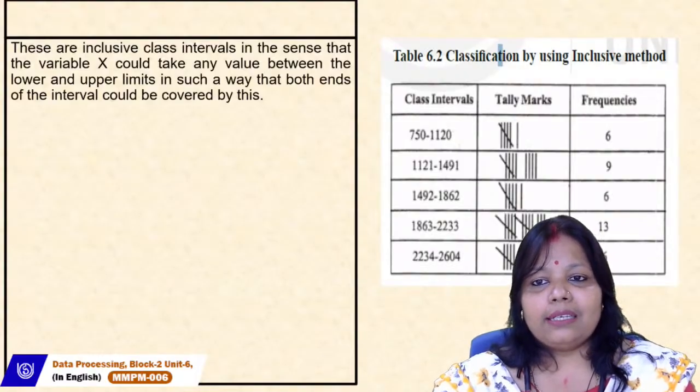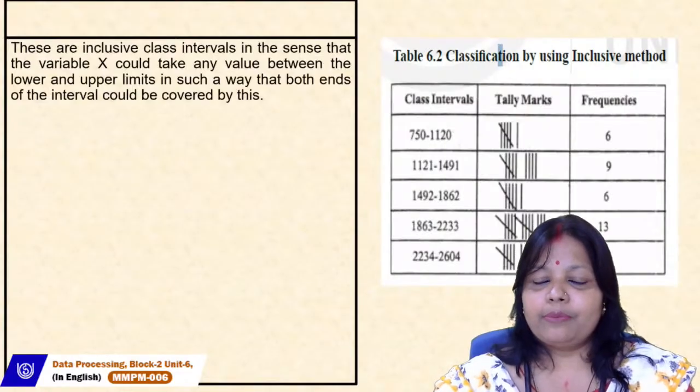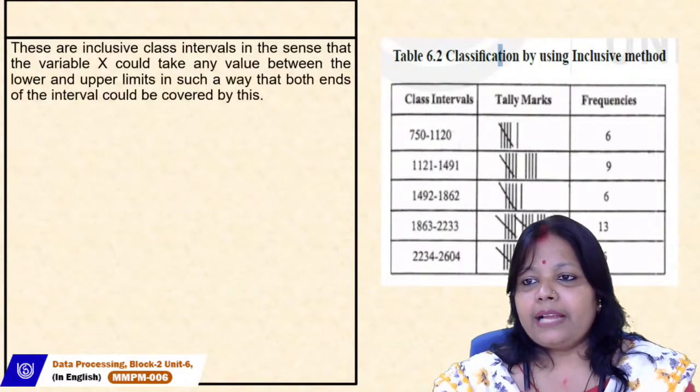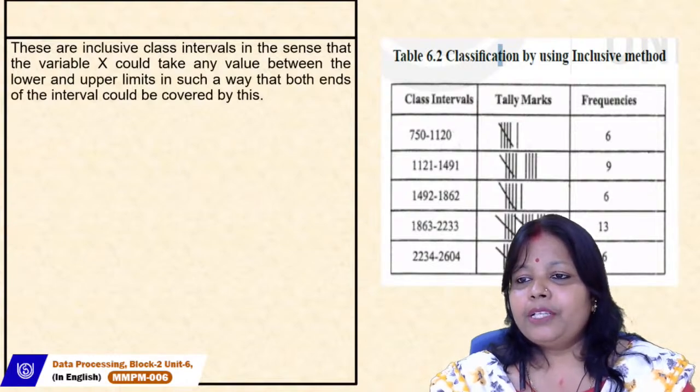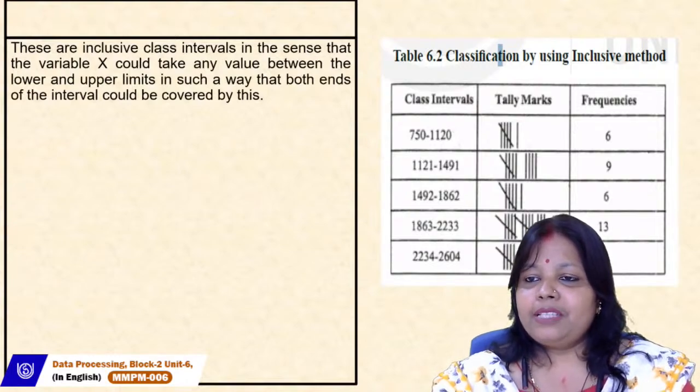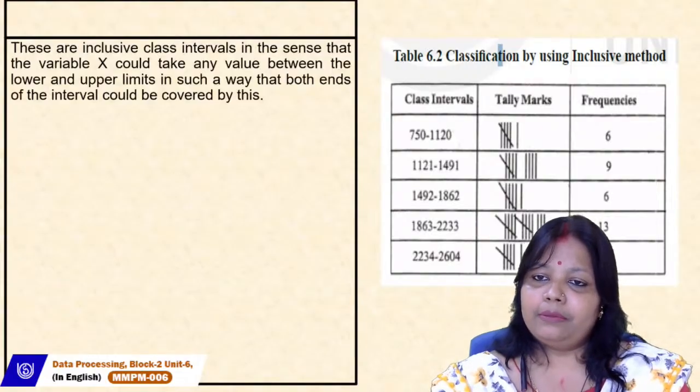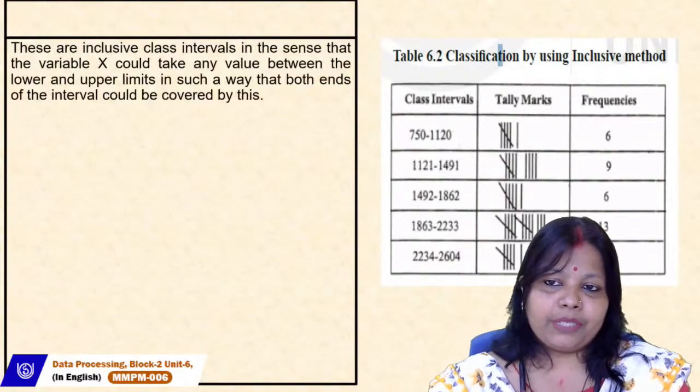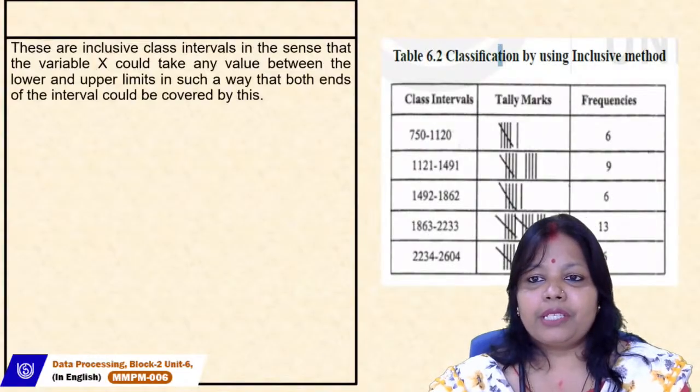So it is called an inclusive class because the upper limit of the class is included, both lower and upper limit. And we can see here the frequency says 6. For that 6, what is the tally mark? Actually, first the tally mark will be made, then by counting the tally bars we will write the frequency.